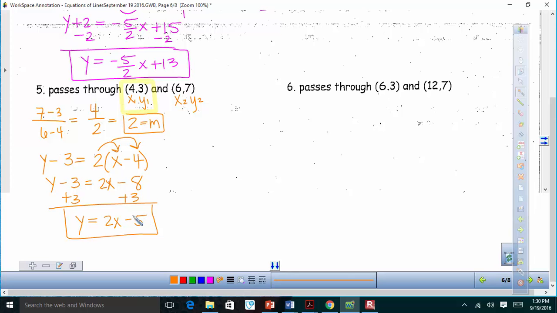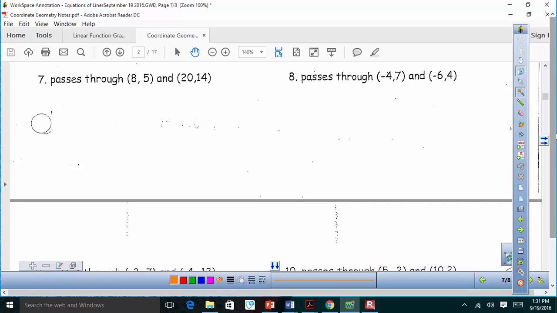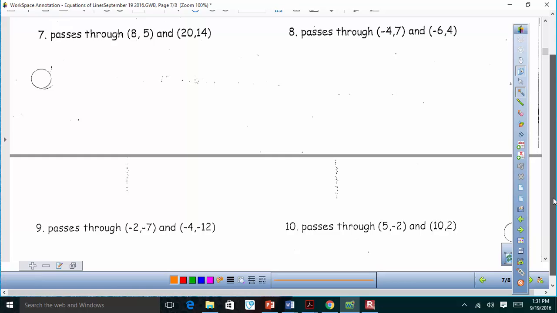Okay, so doing slope with all positive numbers is really, really easy. A lot of people start making mistakes when we have negatives. So I want to look at a few that have negatives just to make sure we know how to do those. So let's look at 8 first.